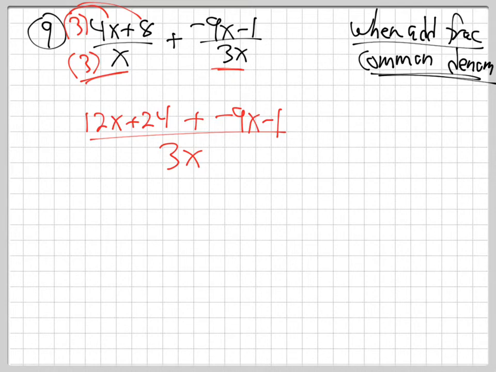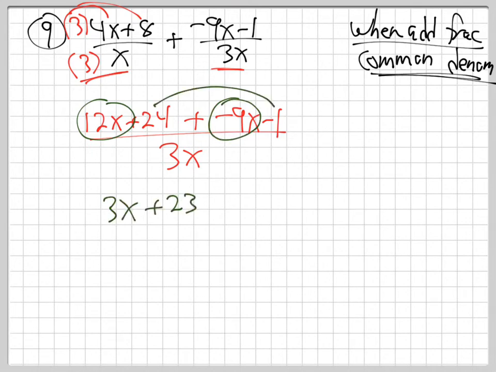So to add or subtract fractions, you've got to make their denominators the same. And as soon as you do, then you can combine them into one big fraction like that. And now, what does that give us? 12x minus 9x, 3x. 24 minus 1, 23 over 3x. And there it is. Okay, let's go to number 10.